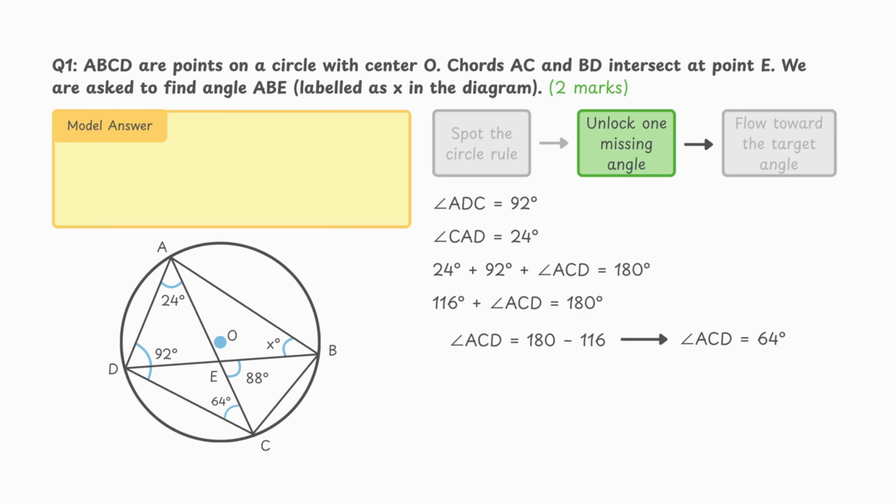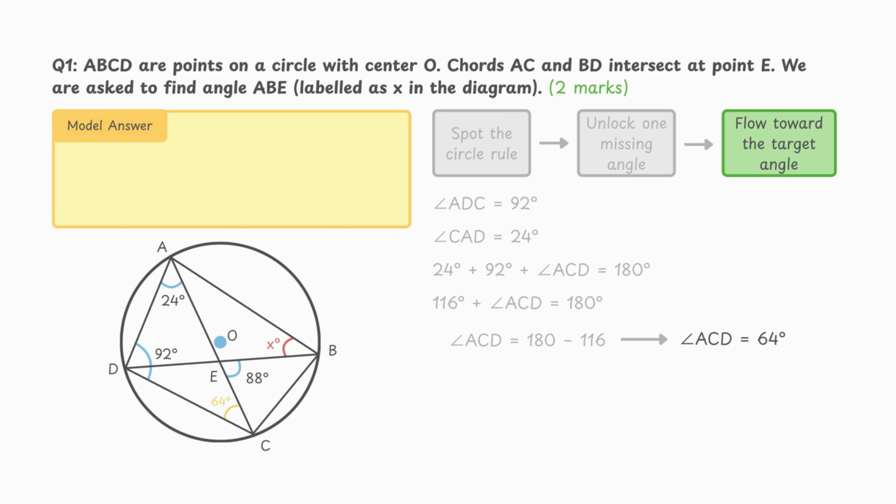This is our first important result. Now pause here for a moment. We have unlocked a new angle inside the circle using triangle rules. This is exactly what step 2 is about, unlocking one missing angle. Now we move to step 3, flow toward the target angle. We are trying to find angle ABE, which is at point B.